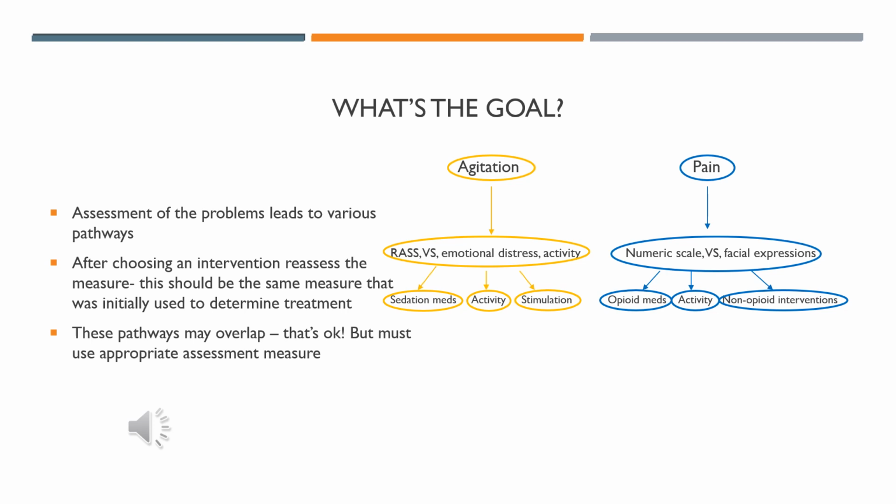Then the reassessment of the chosen intervention should be the same measure you use to guide your treatment. We'll go over a couple of these scales in further detail in the next few slides. But for example, if you use a numeric scale to assess pain and you treat the pain with medication, then your reassessment should also be using the numeric scale and not, let's say, their activity level. This ensures that you're comparing apples to apples and verifying that your intervention was successful.